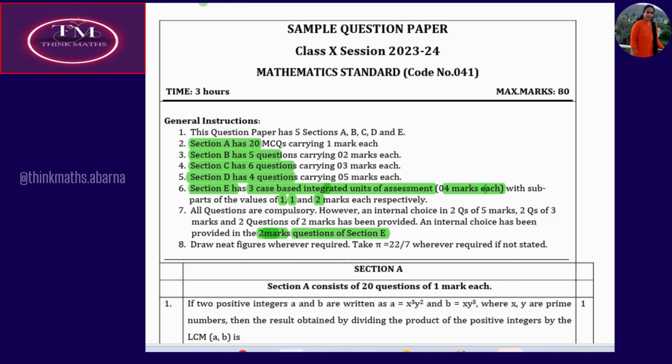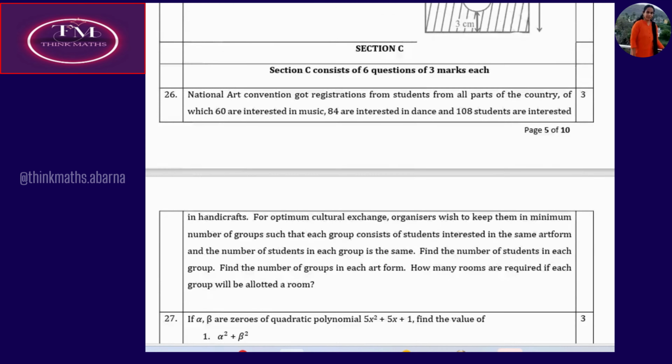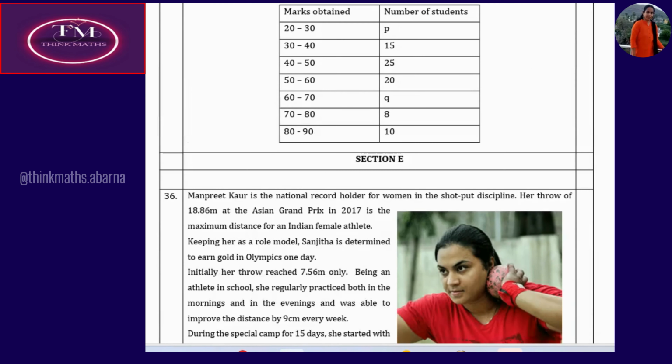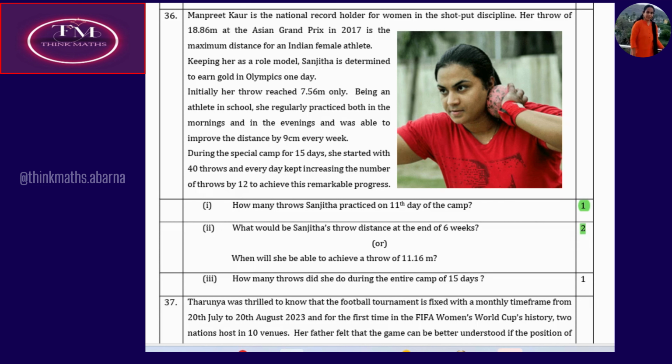Already we have completed sections A, B, C and D. In this session, we are going to discuss the problems in section E, which are case based. This is the first problem. The first question carries 1 mark and the second question carries 2 marks, and you have the internal choice in the 2 mark question. You can either answer Sanjita's throw at the end of 6 weeks or when will she be able to achieve a throw of 11.16 meters. And you have another question for 1 mark.